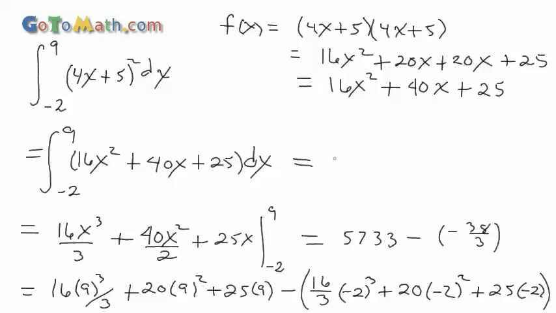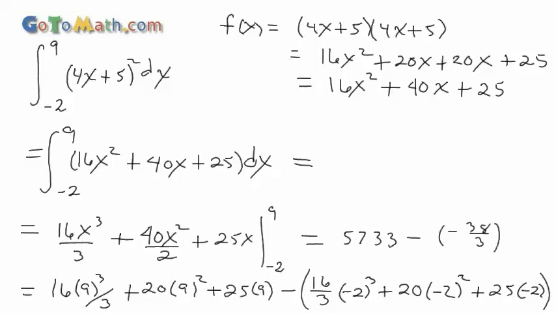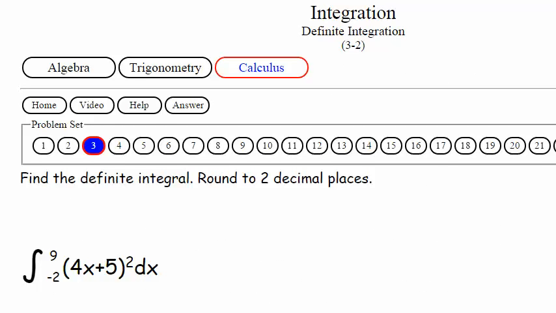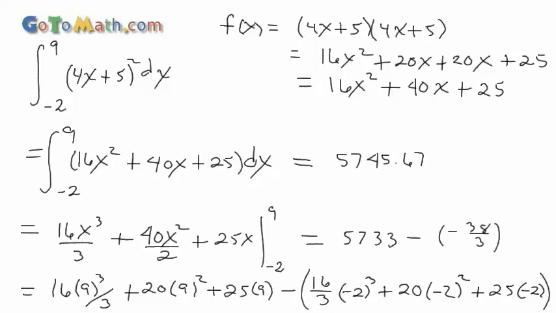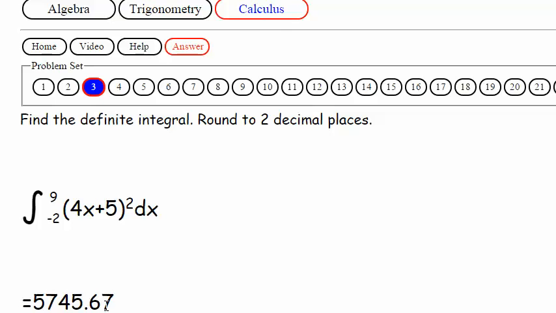And then I'm going to go ahead and round. What are we rounding to? 2 decimal places, or you could try just putting the exact value. Whatever you want to do there. But I'm getting 5745.67. Yeah, 2 decimal places. Let you see that one more time. 5745.67. The answer is 5745.67. Making sure everything's good, and it all looks good.